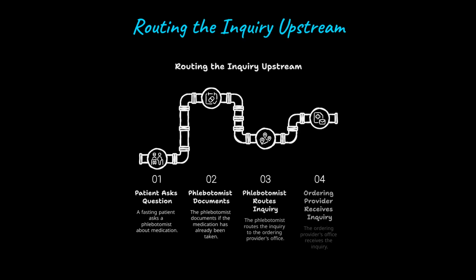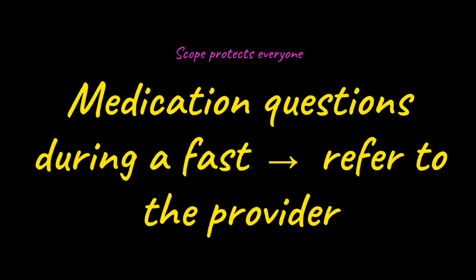The correct technique is to acknowledge the question, explain that the answer depends on the order and the medication, and offer to contact the ordering provider's office. If the patient has already taken the medication, the phlebotomist documents that fact so the lab can interpret the result accurately without making a clinical decision. Holding the line on scope is not just a rule, it is patient safety. The right response to any medication question during a fast is a clean referral to the ordering provider. That one habit protects the patient, the result, and the phlebotomist.